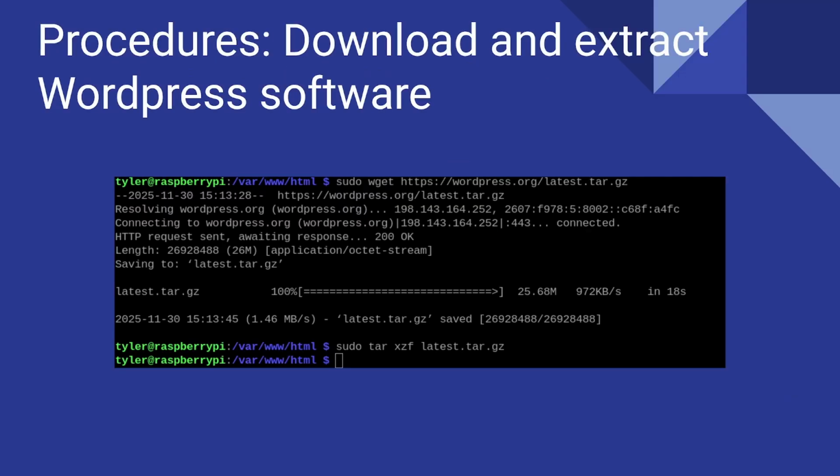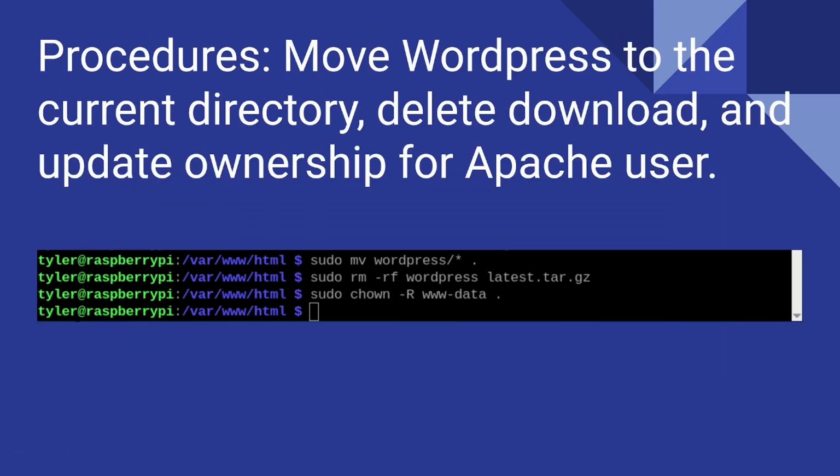After that, I downloaded and extracted the WordPress software. Then I moved WordPress to the /var/www/html directory, deleted the initial download, and updated the ownership of the directory for Apache users.